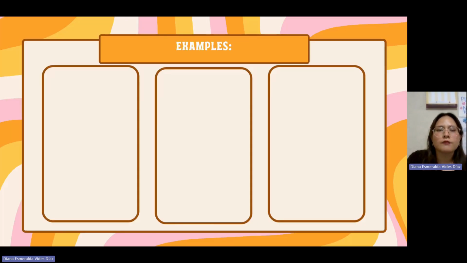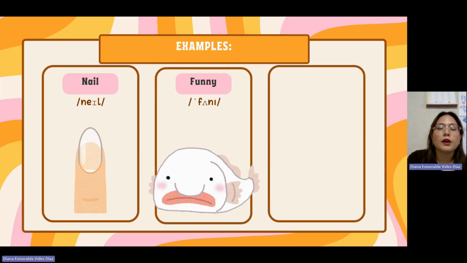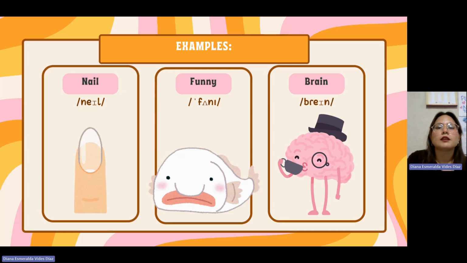And now I have some examples for you. In the beginning, we have nail. In the middle, bunny. And at the end, rain.